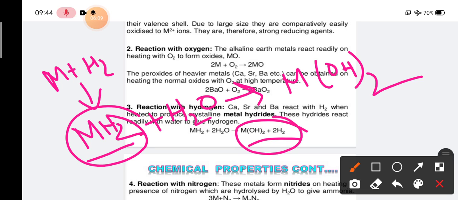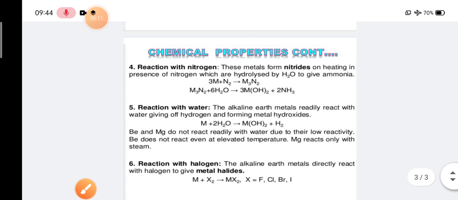So let's move to the next slide. Here, the reaction with nitrogen. As you know, when alkali metals or alkaline earth metals react with hydrogen, they form a metal hydride, and the metal hydride when reacted with water forms a metal hydroxide. Similarly, in the case of reaction with nitrogen, it will form a metal nitride.